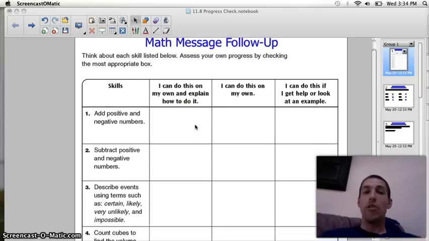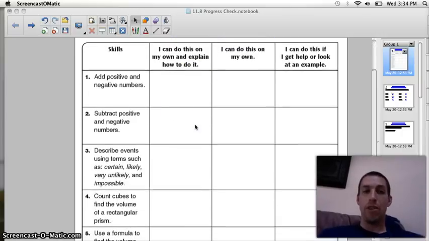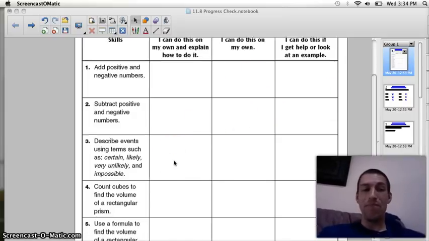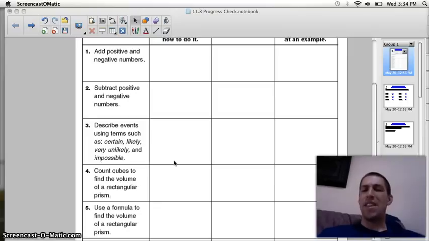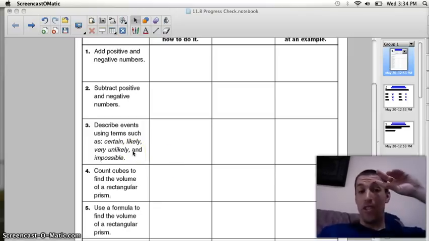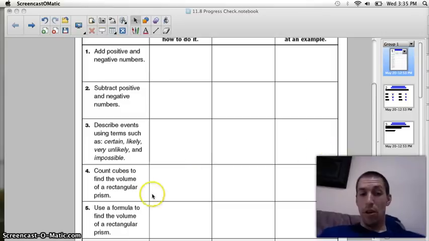So here's what I want you to do: a self-assessment on yourself. We're going to look at these. Do you know how to add and subtract negative numbers? You can do it on your own, and you can explain why I'm adding or why I'm subtracting. I can do it on my own, or I can do it if I look at an example. What about subtracting positive and negative numbers? We're describing events as certain to happen, likely, unlikely, very unlikely. We didn't do much of this. I'll touch on this tomorrow.